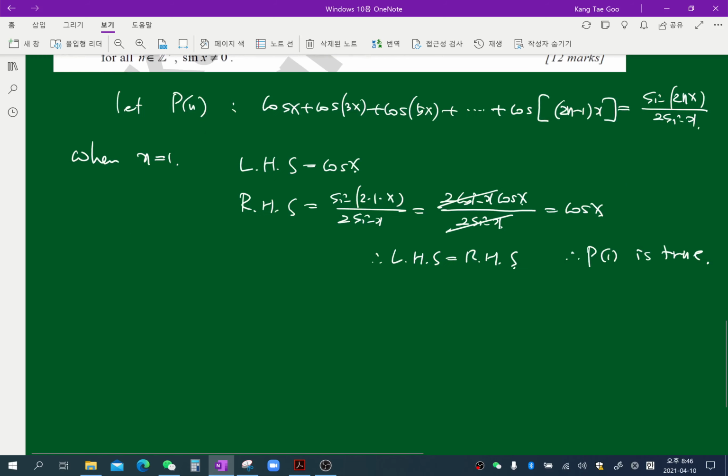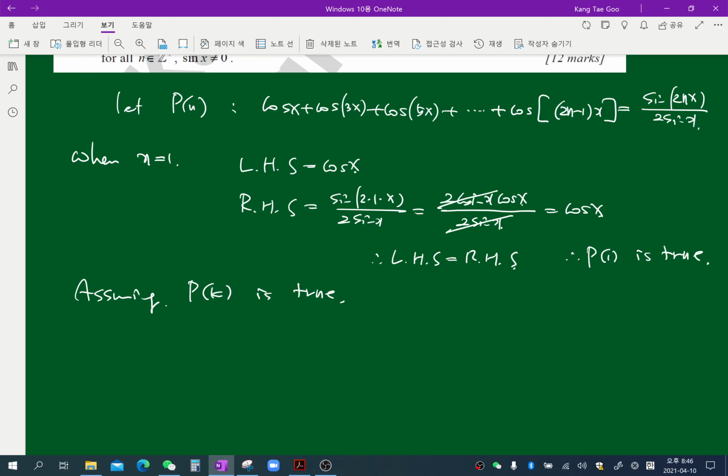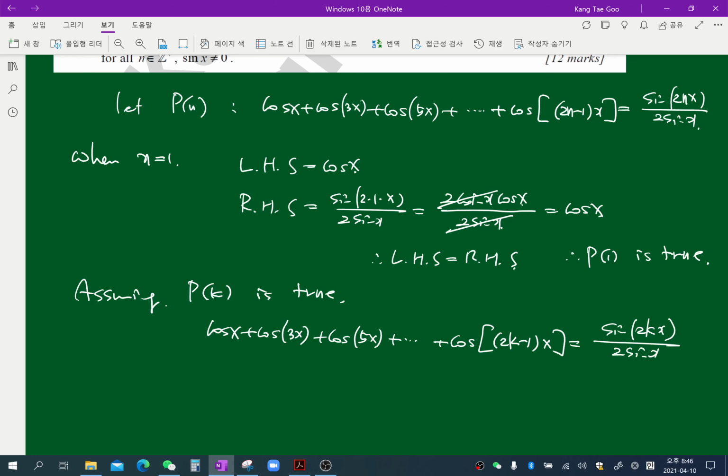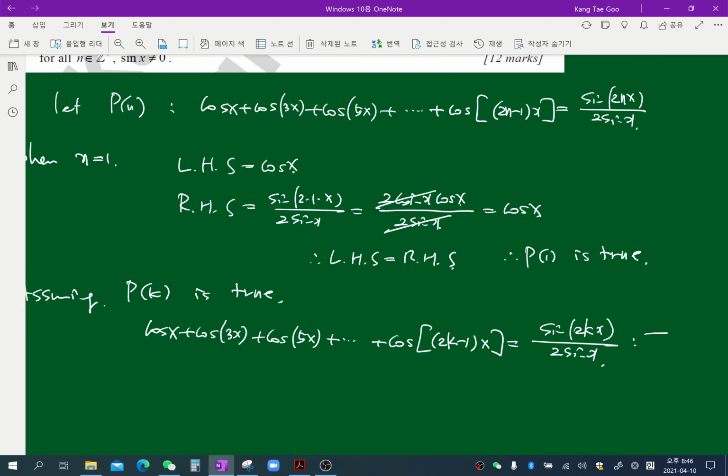Up to here is easy. Okay, the next step is just remembering this step, and then copy all the things, right? PK is true. Then your PK left hand side is what? Cosine x plus cosine 3x plus cosine of 5x plus and so on, plus cosine of (2k minus 1)x goes to be sine of 2kx over 2 sine x. This is true. We assume that this is true, right?